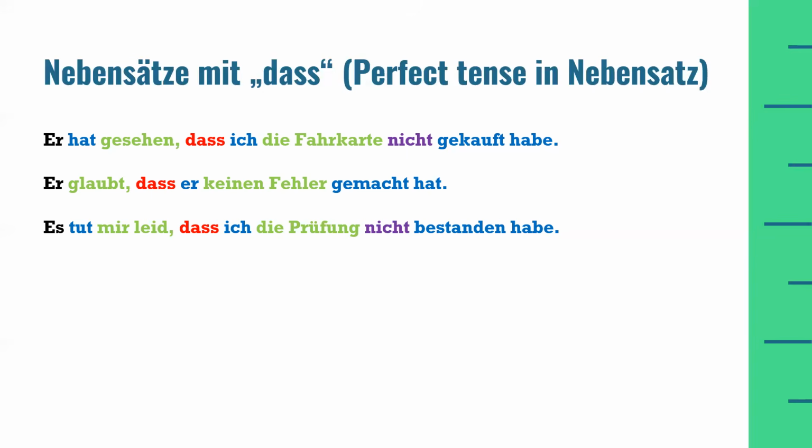So this is the use of dass conjugation. We have seen the sentence structure, and we have used the sentence structure with examples and how we can make a subordinate clause or the Nebensatz with the help of dass conjugation. I hope the lesson is clear to you.